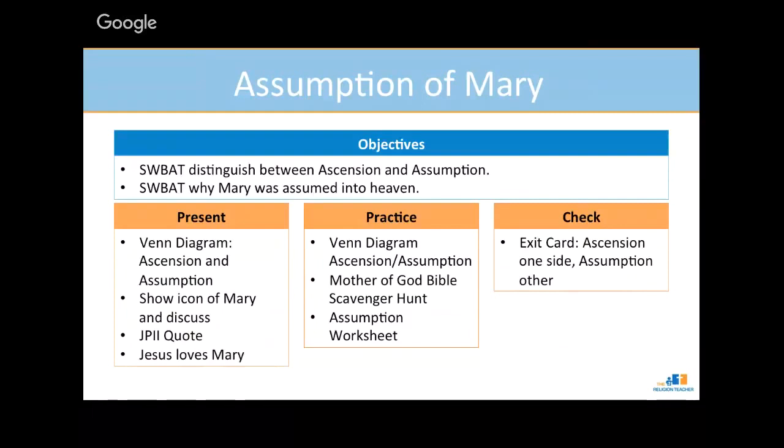Show an icon of Mary and discuss what this says about Mary, who is the Queen of Heaven, whatever it might be. There are some great quotes from JP2 about the Assumption or the Ascension. JP2 loves Mary just like Jesus loves Mary, to be able to present those ideas and new ideas. And then for practicing, give them another Venn diagram and have them fill it out again, or fill in the blanks of different ideas to remember what they learned. Or maybe they draw pictures instead of writing to help summarize what they learned during that presentation part.